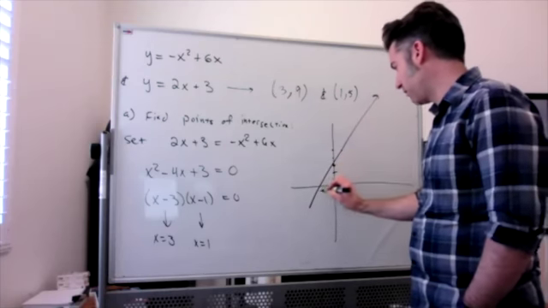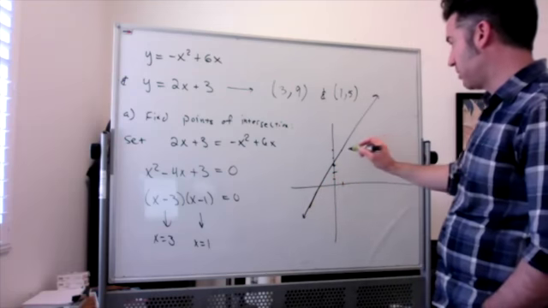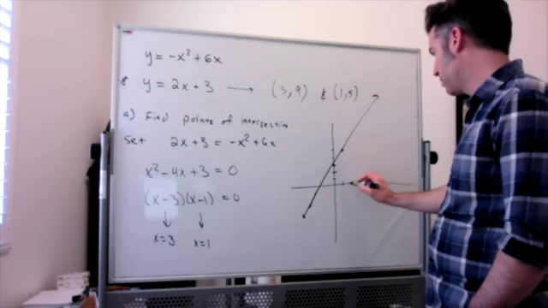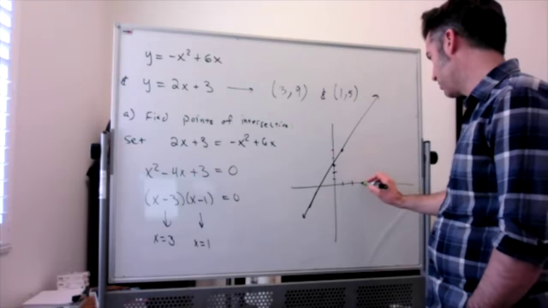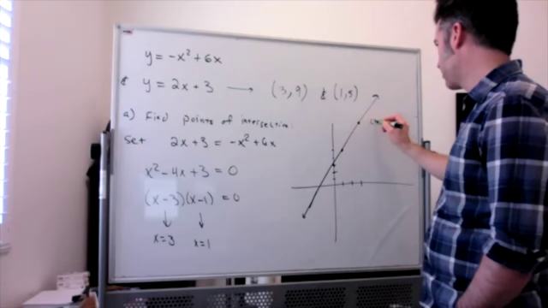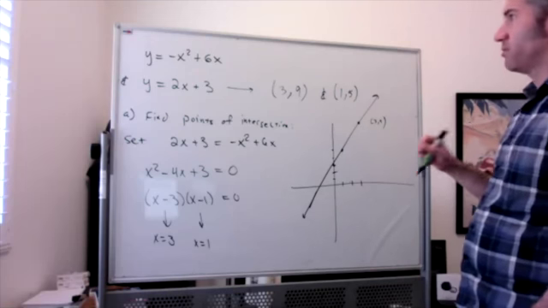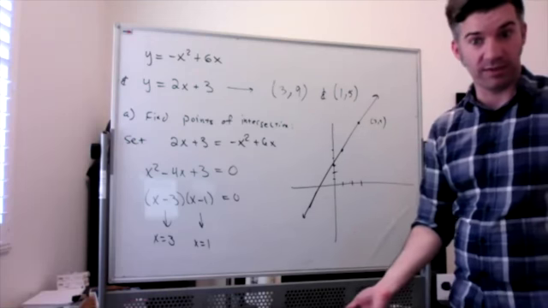Not my best line ever. I know the line and the parabola are going to intersect at the point (1, 5) and the point (3, 9). And (3, 9) is actually the vertex of the parabola.